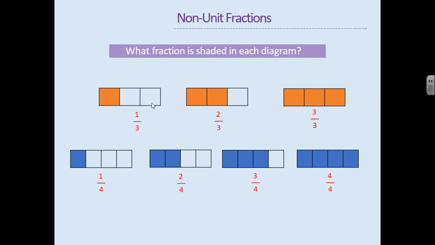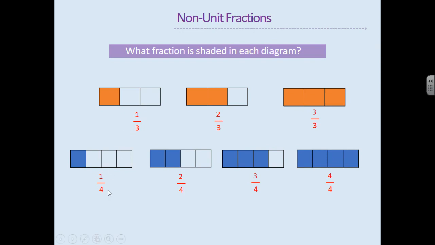Right, let's see. That's right. So, got 1 part shaded in out of 3, so it's 1/3. 2 parts are shaded in, so it's 2/3. And 3 parts are shaded in, so it's 3/3. So you can see that the denominator is the same because every time it's divided into 3 equal parts. But the numerator is changing because it depends on how many parts have been shaded in.